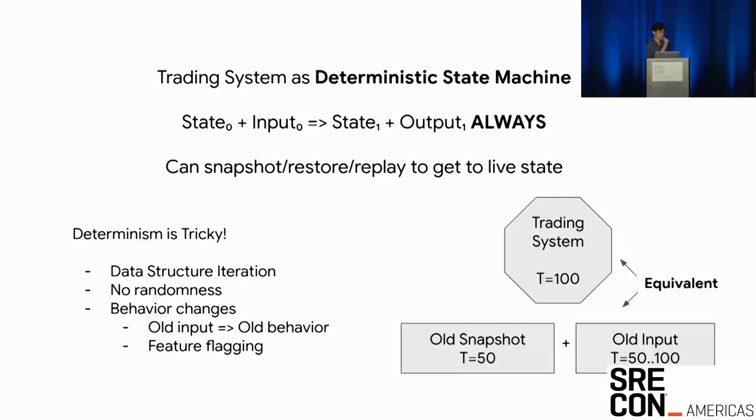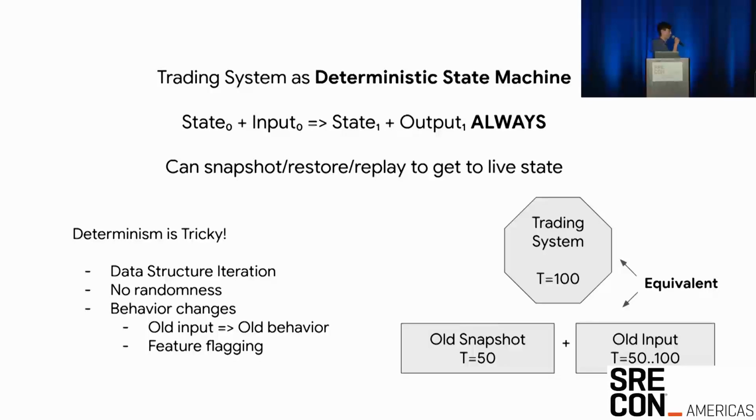However, that requires your system to be completely deterministic, and that's easier said than done. There are many pitfalls you can have, such as data structure iteration. For example, if you want to snapshot and restore, but your data structures had resized before you were snapshotting, and when you're restoring it's back to its original size, the iteration might not be the same.